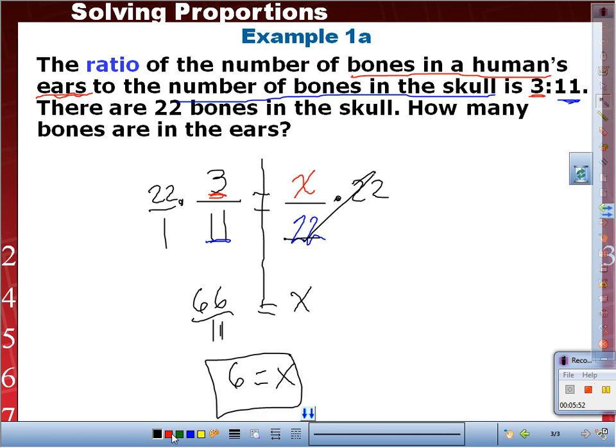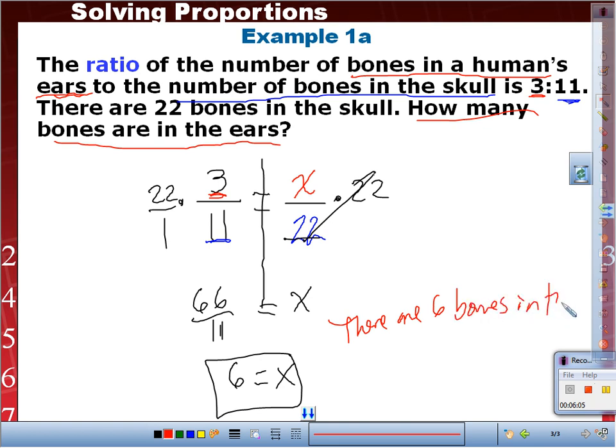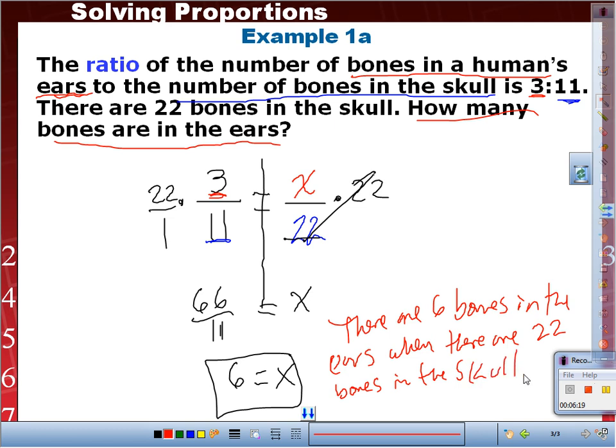Are we done? No. Let's answer the question. Let me underline that in red. How many bones are in the ears? There are 6 bones in the ears when there are 22 bones in the skull. Thank you. Very simple. Now, yes.